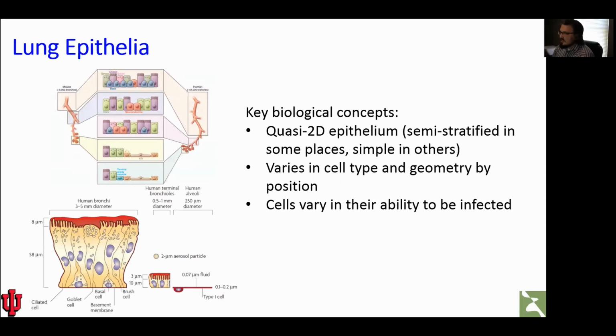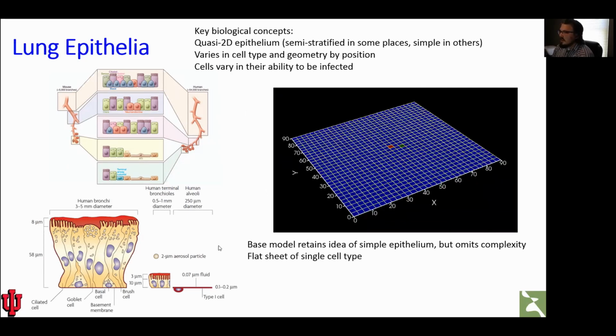So in the case of epithelial cells, when we look at something like a lung epithelium, when we look close enough at something towards a cellular level, we find that epithelia are about two-dimensional, with various forms of stratification. We find that the epithelia will vary by cell type and location, as well as geometry, depending on where we look, and that individual cells can vary in their susceptibility to viral infection. Now, in our case, we begin by starting with a two-dimensional sheet of epithelial cells, and this sheet we'll consider as being homogeneous. Every cell has the same susceptibility and is the same sort of epithelial cell type.